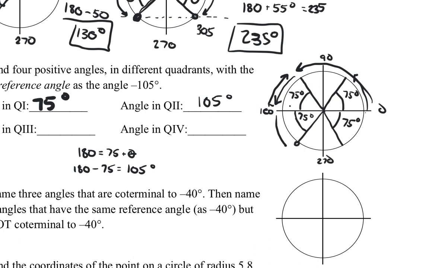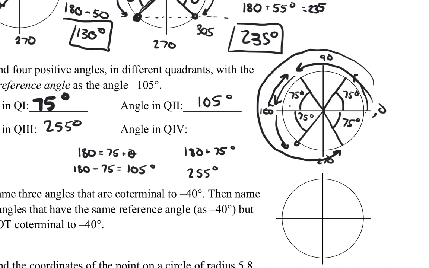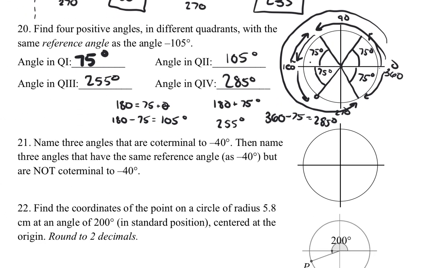For our next angle, we're going to be adding 180 to 75 because 75 is a continuation on top of 180. So that's equal to 255 degrees. And then to get this big angle here, we start at 360 degrees and go backwards 75. So 360 minus 75 is going to be equal to 285 degrees. So that's all of the angles in each quadrant.